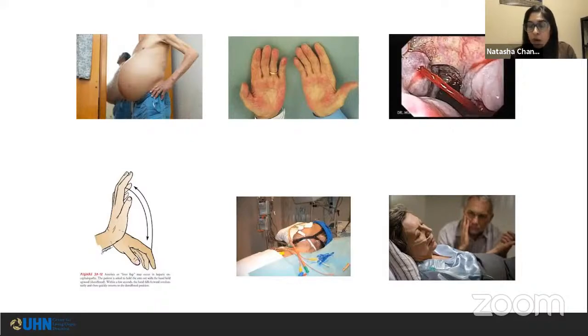The final picture on the lower right-hand corner of this slide is just showing you a partner of a patient with cirrhosis. And you can only imagine the toll this disease has, not just on our patients, but on their family members.